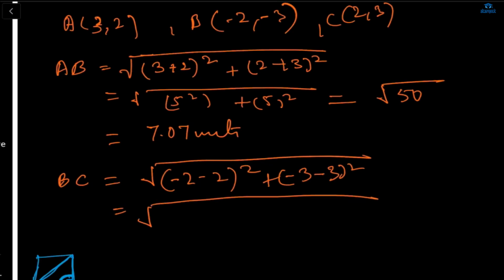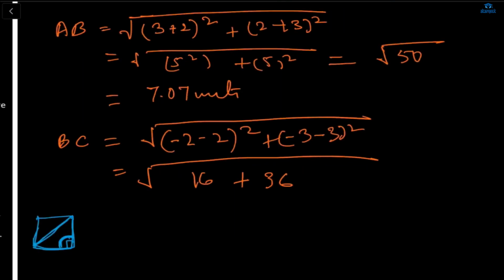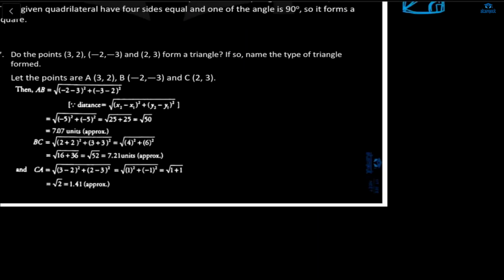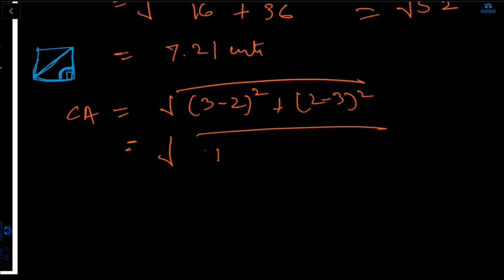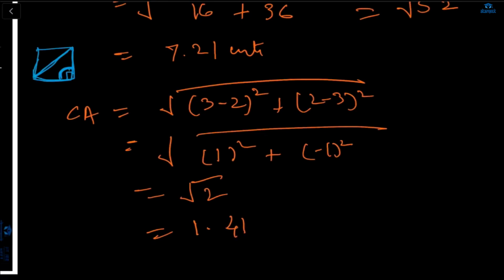Okay, so it will be what? 52. Okay, so it will be how much unit? It is 7.21 units. Now, CA. Okay, CA or AC you can write. It will be what? 1 square plus (-1 + 1)... which is root 2. And root 2 value we already know 1.414. So I'm just taking approx units.